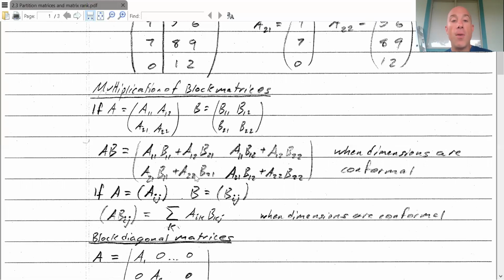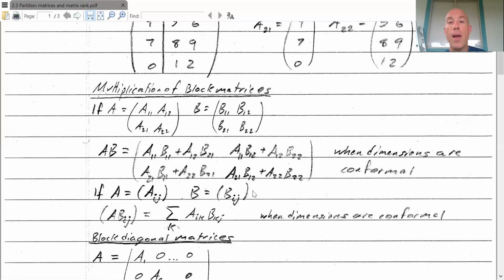We have multiplication, then we do addition. Hopefully this feels familiar compared to regular matrix multiplication. It's very similar. Now remember, we have to have conformal dimensions of these submatrices every single time, or this does not make any sense at all.